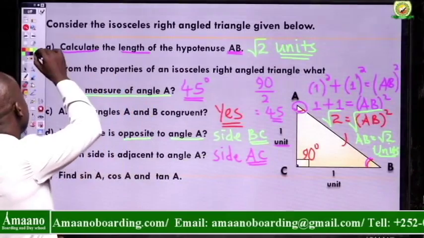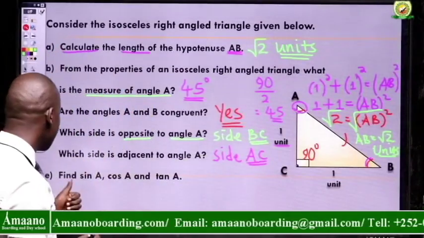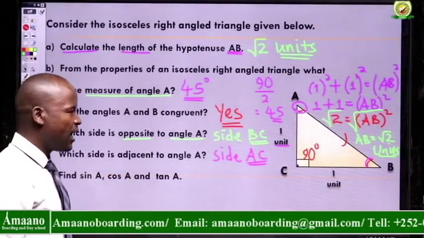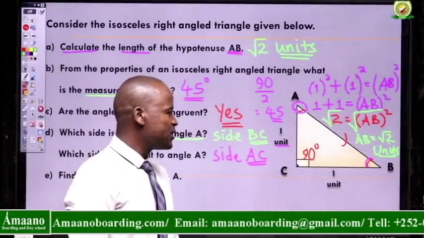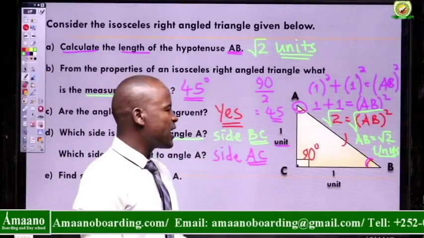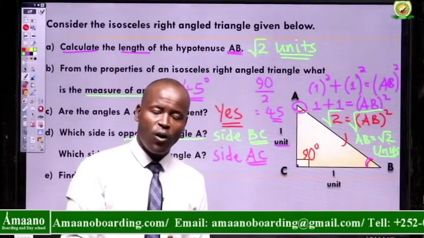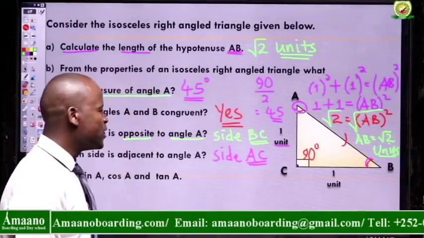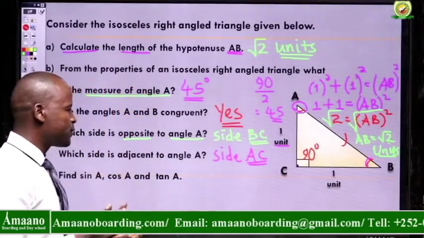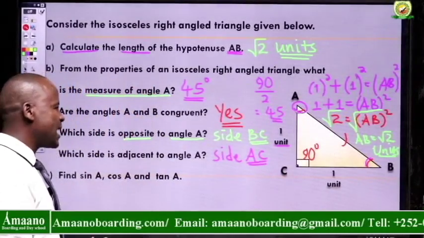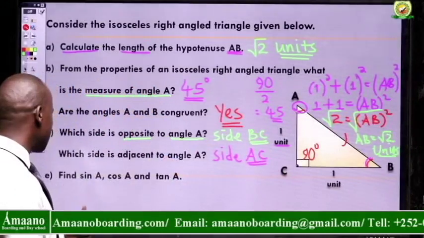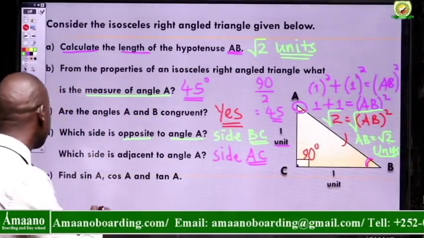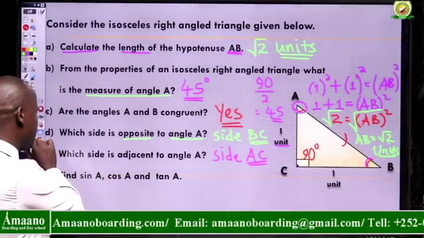Okay, the last question says, find sine A, cos A, and tan A. We have this right angled triangle. From this right angled triangle, we have the side lengths of all three sides plus the degree measures of the angles. So using this relationship between the angles and the side lengths of this given isosceles right angled triangle, we are asked to find sine A, cos A, and tan A. So let's find the values.